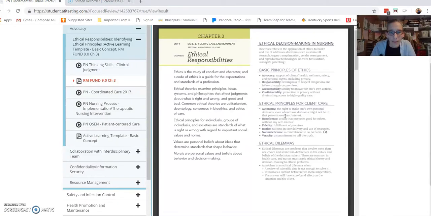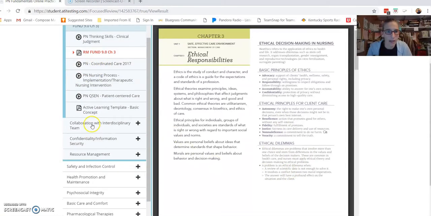I may write something about ethical dilemmas are problems that involve more than one choice and stem from differences in the values and beliefs of decision makers, or some, it doesn't need to be word for word. I'm doing this kind of on the fly, but I'm just trying to get you guys to understand kind of where you need to come from on that. Okay.